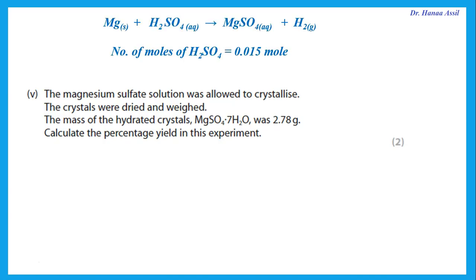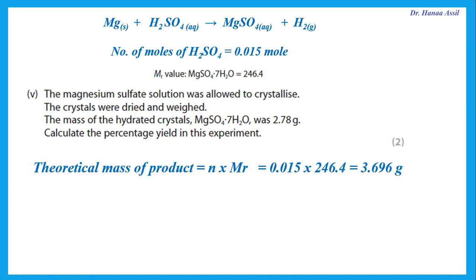Well, we look at the equation and we said the number of moles of sulfuric acid is 0.015, and that means from the equation that the number of moles of the magnesium sulfate is the same. We have the MR of the magnesium sulfate, which is the hydrated one that we're trying to calculate, so I can get the theoretical mass of the product. How much magnesium sulfate 7 water should we have obtained? That is number of moles times its MR. That comes out to about 3.7 grams.